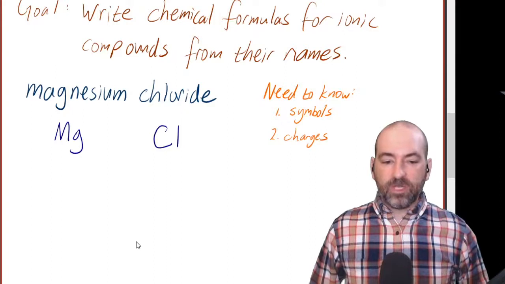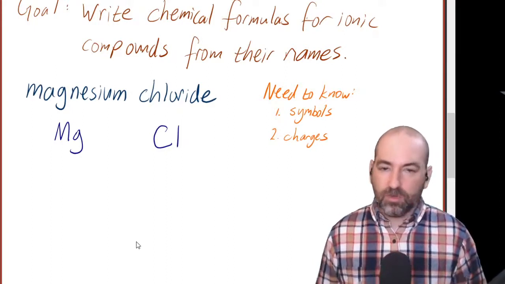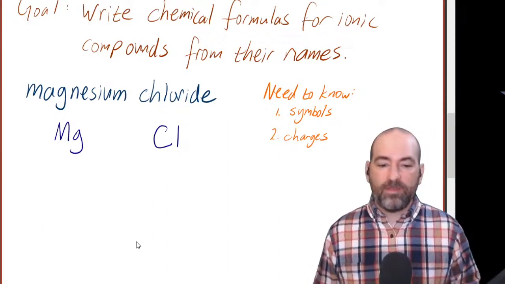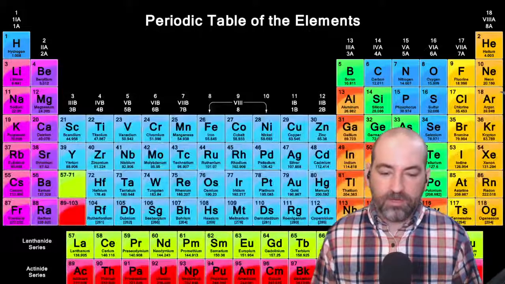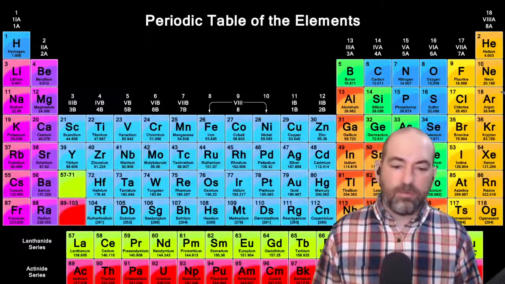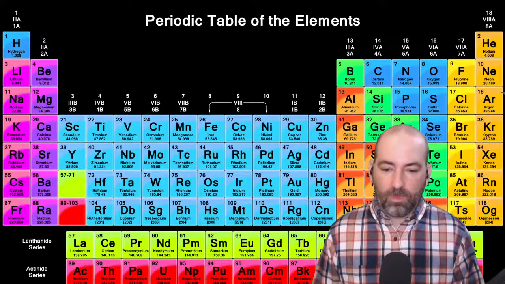Now, how do we find the charges? Because depending on the charges, we're going to have different ratios here. So we need to know, are they +1, +2, +3, -1, -2? How do we find that out? The answer is that the periodic table gives us a clue here as well. There are some segments of the periodic table that always have the same types of charges.